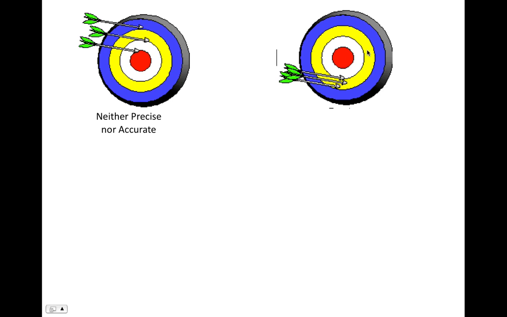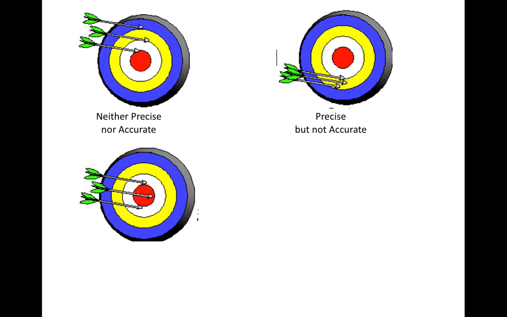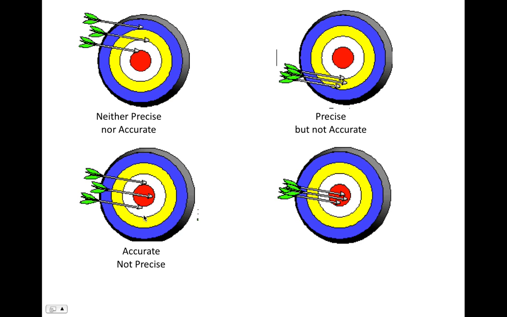Now, if you look at this board with the arrows, this is neither precise nor accurate. You have measurements that are separate from each other and nowhere near the true value. For this next one, we have all the measurements close together, but not anywhere near the true mark. This is precise, but not accurate. Over here, we have accurate, but not precise. And then, of course, where we would like to be, the ideal, is to have our measurements both precise and accurate.